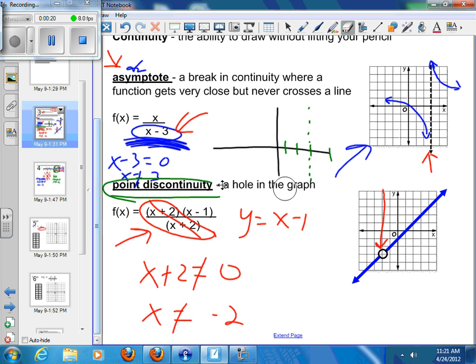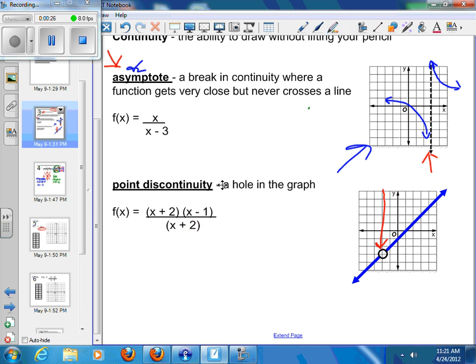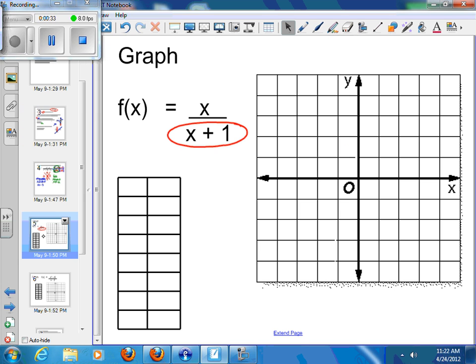Let me clean some of this up. So when we didn't cancel, we had an asymptote. So we're not canceling in this example, so we have an asymptote. Our asymptote is going to be, well, x plus 1 equals 0, so x equals negative 1. We have an asymptote where x equals negative 1. Okay, that's drawn in. Now I can go start plugging in points and seeing what I come up with.